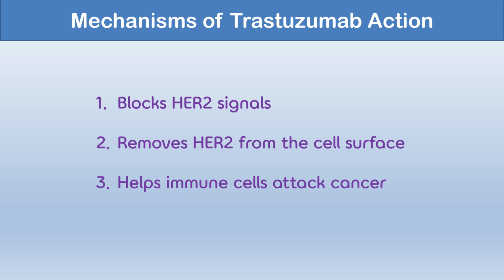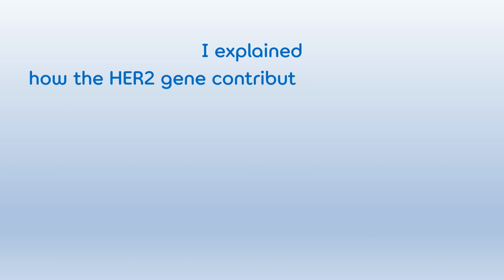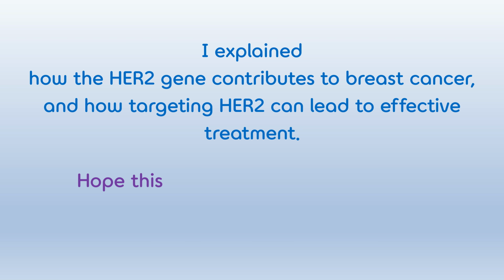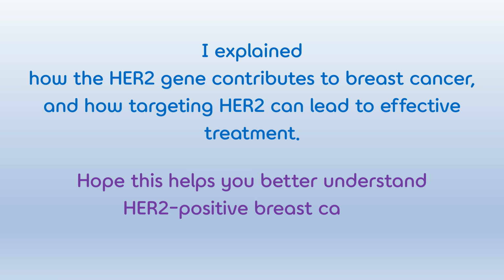In short, trastuzumab works in three ways. It blocks HER2 signals, removes HER2 from the surface, and helps immune cells attack cancer. In this video, I explained how the HER2 gene contributes to breast cancer and how targeting HER2 can lead to effective treatment. I hope this helps you better understand HER2-positive breast cancer and its therapies.